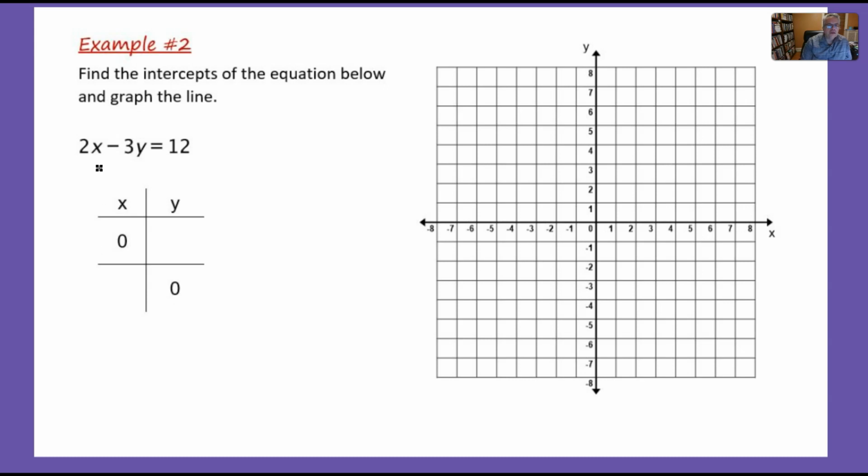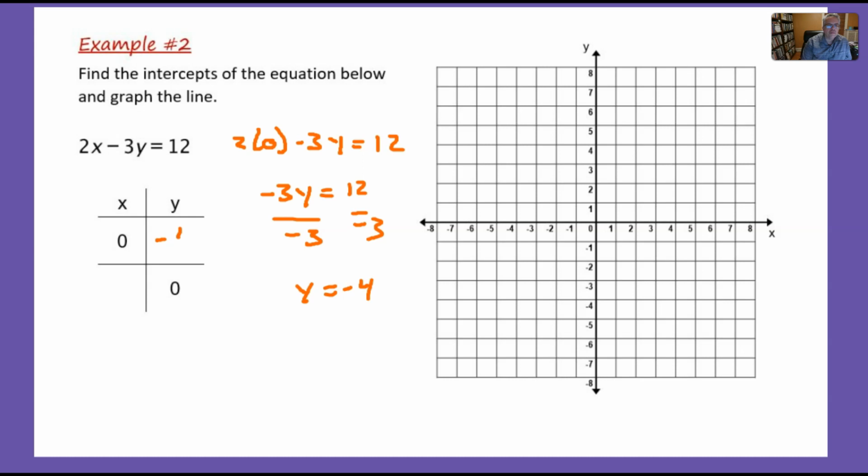So when x is 0, our equation will become this: 2 times 0 minus 3y equals 12. 2 times 0 is 0, so we simply have negative 3y equals 12. And if we divide both sides by negative 3, we get y equals negative 4. That's the y-coordinate of this point. So x equals 0, y equals negative 4. That is the y-intercept, right?